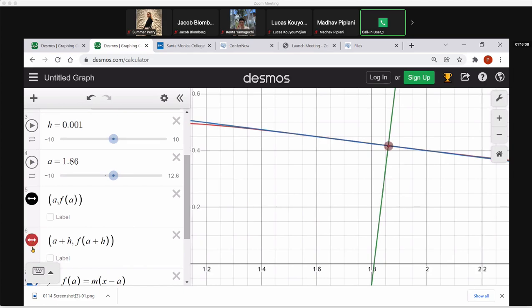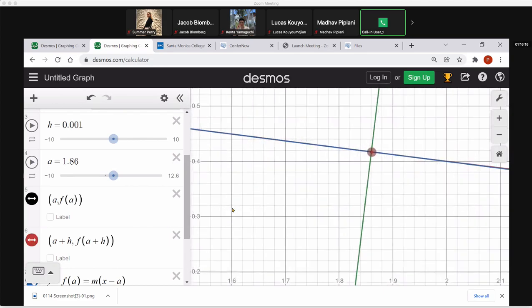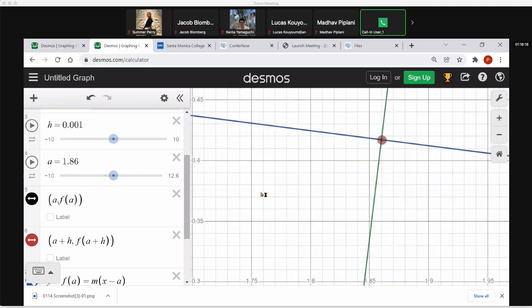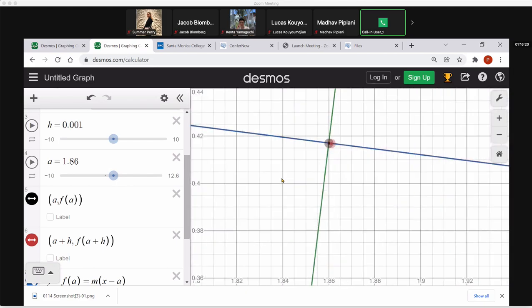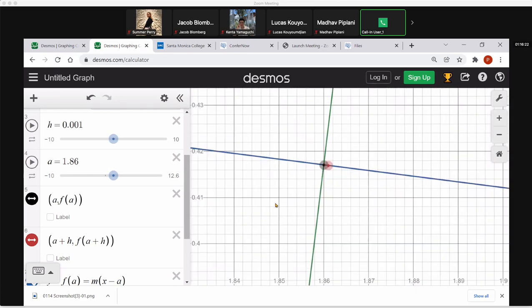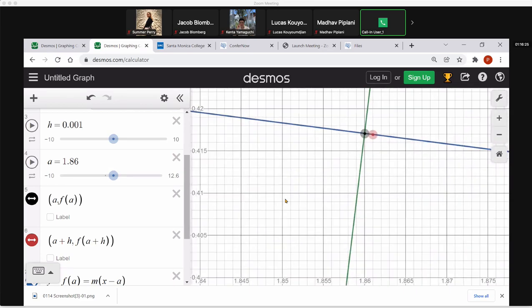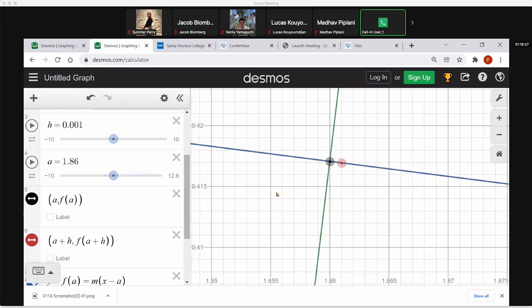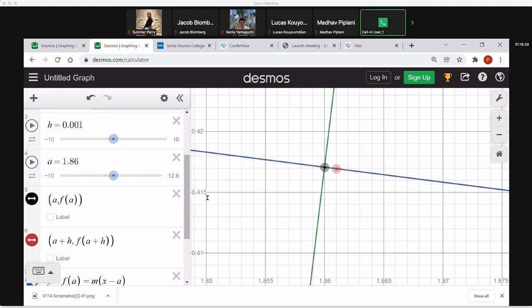The black point and the red point, they look like they're coinciding, right? But if I magnify this, this is actually what you see. Now you begin to see the 2 points. See? Look at this here. This is the curve.